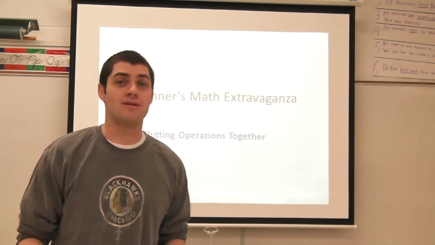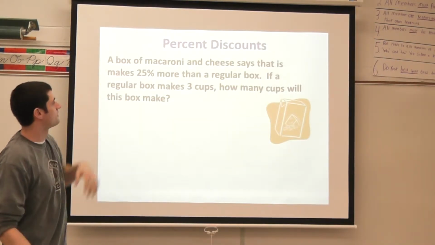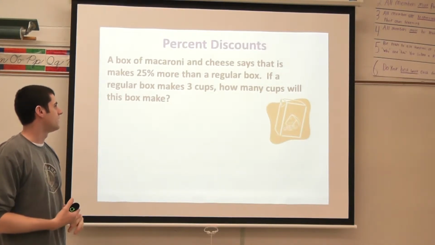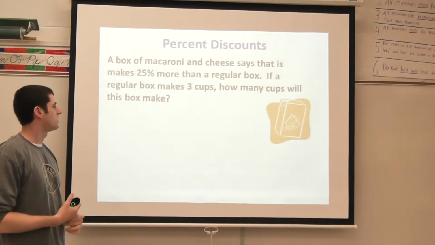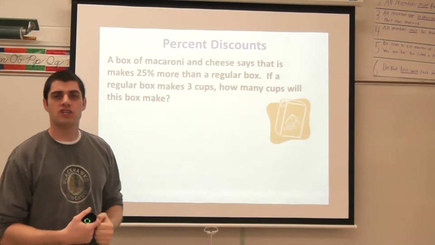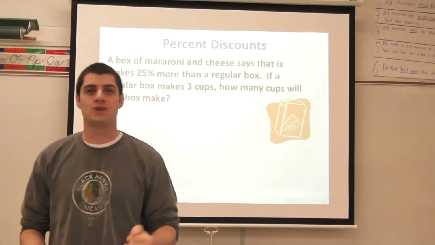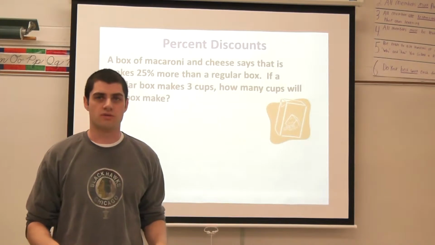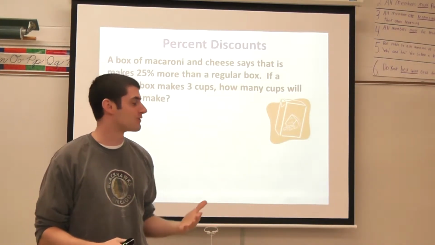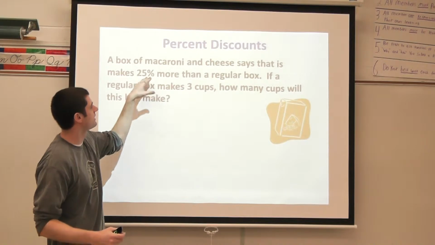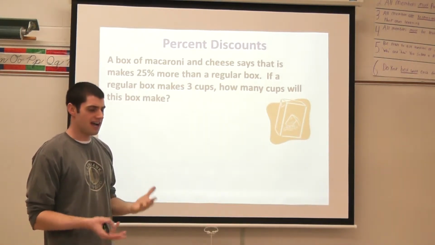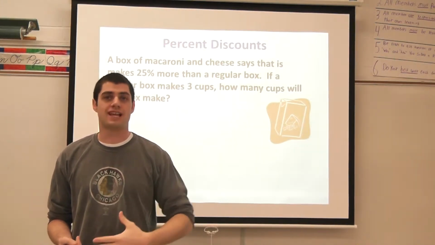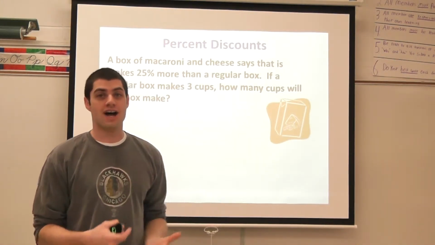Let's take a look at an example problem. It says a box of macaroni and cheese says that it makes 25% more than a regular box. If a regular box makes 3 cups, how many cups will this box make? So again, imagine we're going shopping. Again, we're working with food. So you go and you see 2 macaroni boxes. Now, we're not even analyzing the price or anything right now, which is another problem you could do there. But you want to say, it says it makes 25% more. Well, how much more am I going to get out of that box than the regular box? So here's a perfect example. I talked about being able to use your knowledge with percents here.